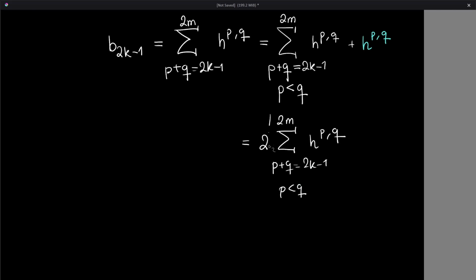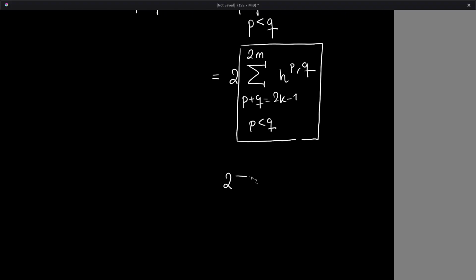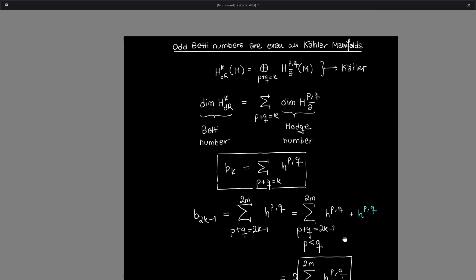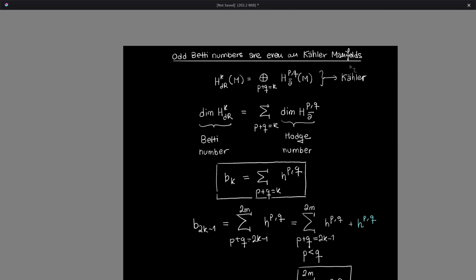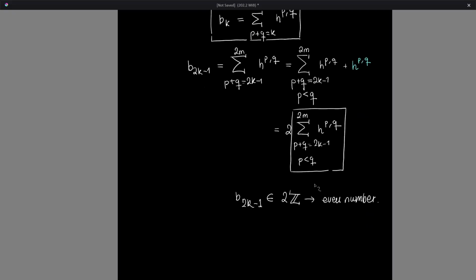So whatever this is, it has to be an integer, right? Because all of the Hodge numbers are integers. So no matter what Hodge numbers we add up, their sum has to be an integer. But if it's 2 times an integer, well, that's an even number. This is an even number, right? So that means that b_{2k-1}, an odd Betti number, is even. I hope that makes sense. That's what we mean when we say that odd Betti numbers are even on Kähler manifolds, because this is only true on Kähler manifolds. So that is the second consequence of the Kähler identity.